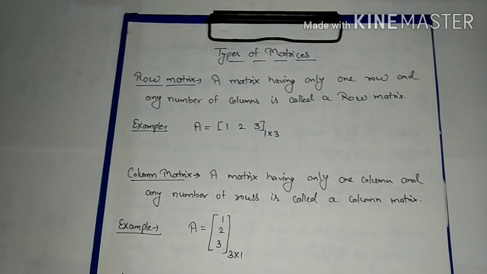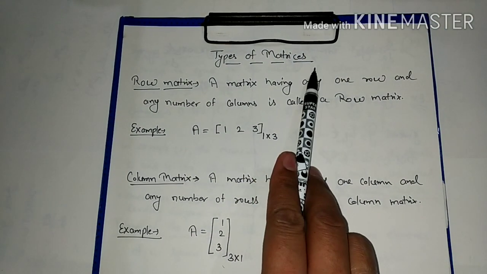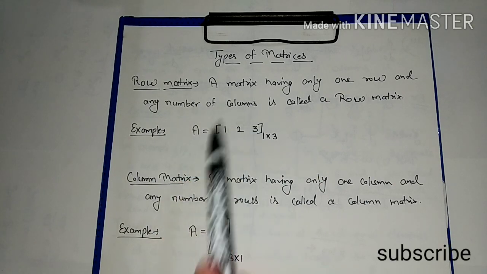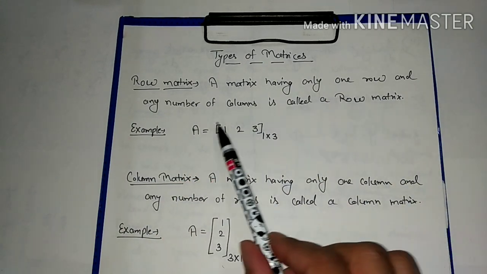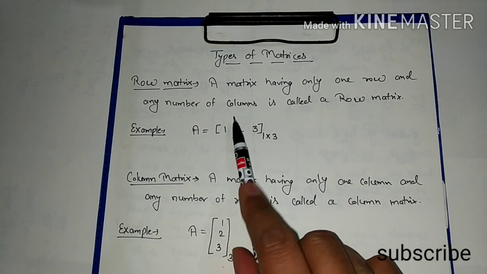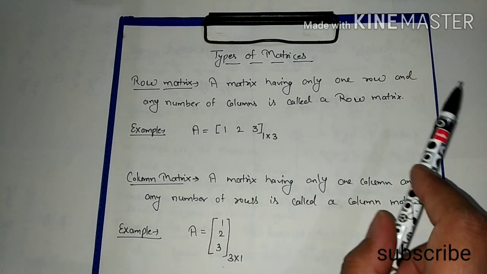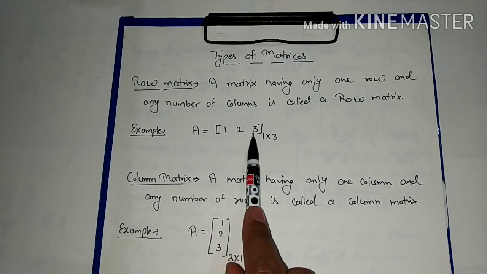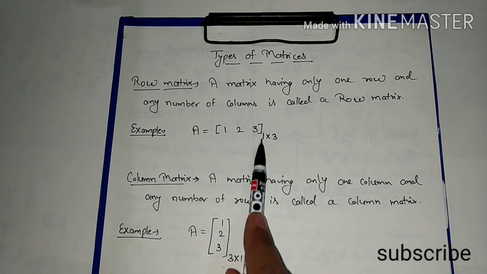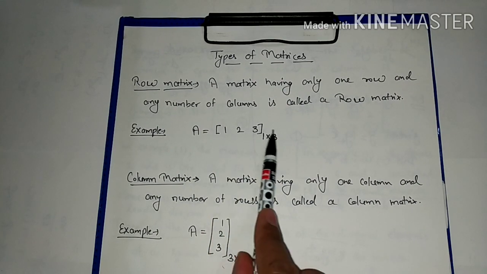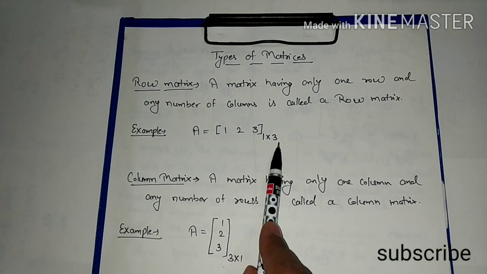Second, types of matrices. A, row matrix. A matrix having only one row and any number of columns is called a row matrix. Simply, we can call it a matrix having only one row. Example, A equals 1, 2, 3. Number of rows equals 1. Number of columns 3. Order is 1 by 3.